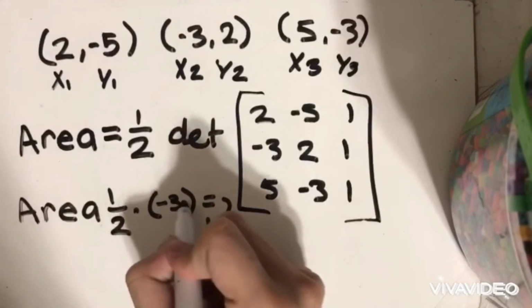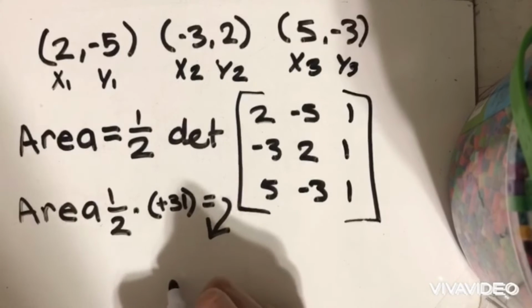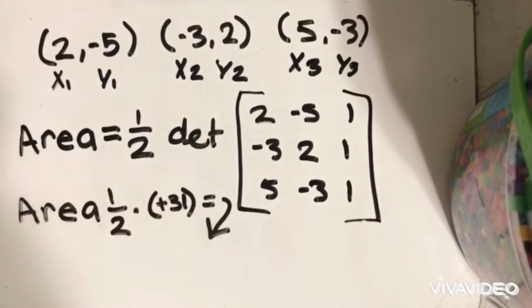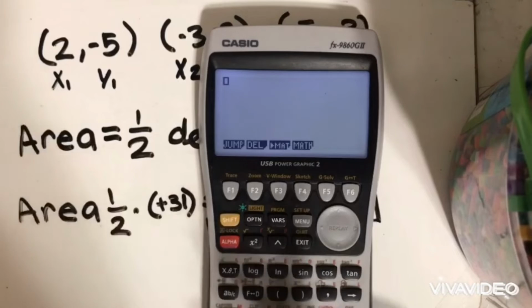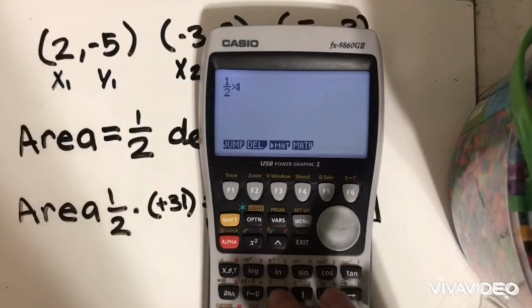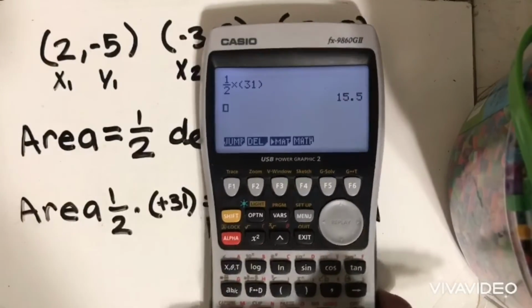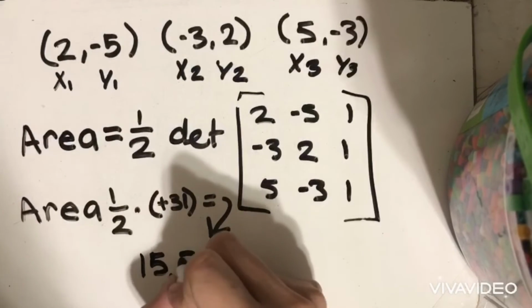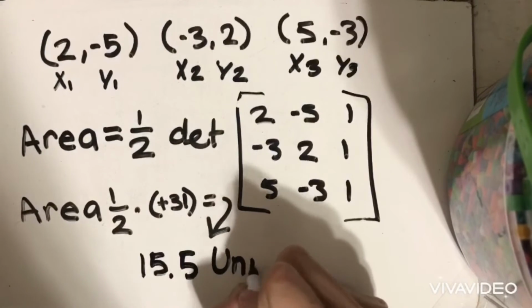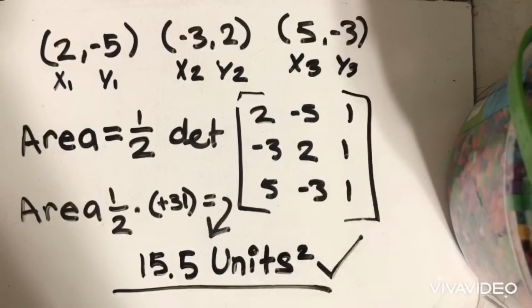Down here, you're going to put 31 for the determinant. Don't forget they always have to stay positive. Next, you're going to type that area in the calculator. So I have my calculator in hand. So 1.5 times 31 equals, so what you get is 31 over 2, which is 15.5. And that is your answer, 15.5 units squared. Don't forget the squared. That's very important for this lesson. And that's all. That's your answer.